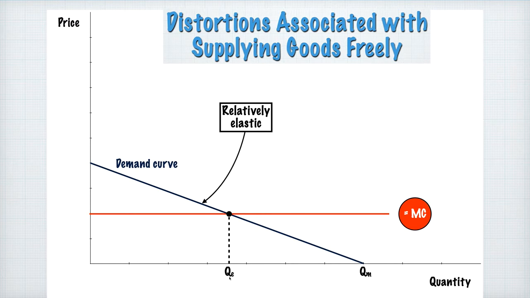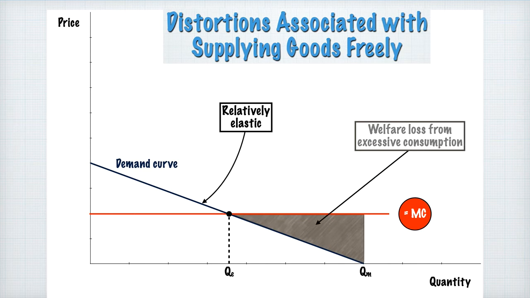However, if we were to decide to give this good away freely, i.e. charge nothing for it, people would demand QM for this particular good. So what would be the welfare loss associated with that, or the distortion in the marketplace? The shaded area here represents the welfare loss from excessive consumption. For every unit of consumption past QE, marginal cost is greater than marginal benefit, the demand curve.